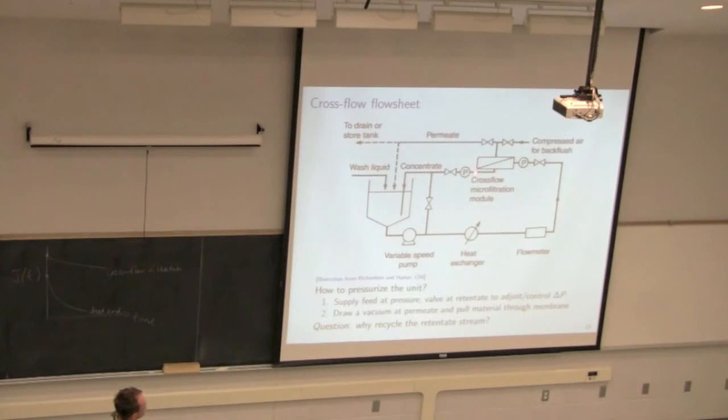Okay, so our retentate gets fed to the storage vessel, and that's where I'm pumping from. I may preheat it if necessary and send that into the membrane. So this retentate stream leaves, comes back to storage, and gets cycled around.